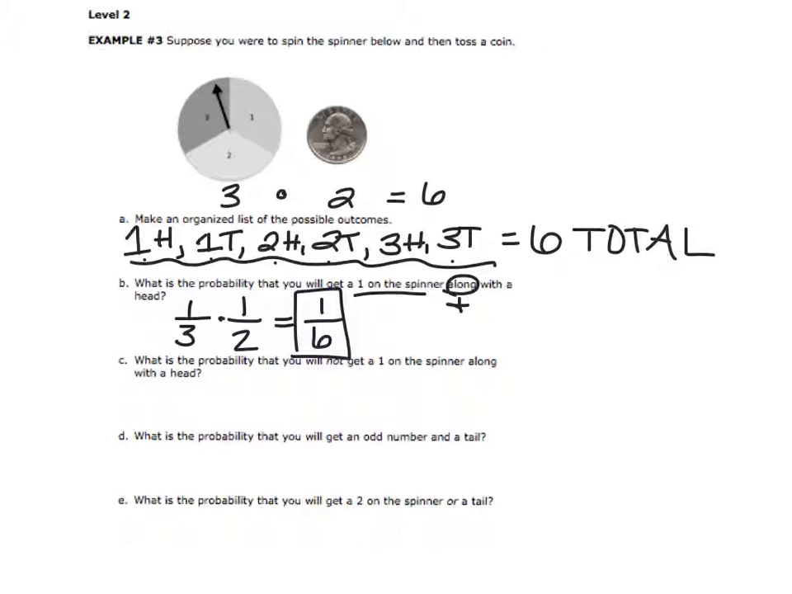What is the probability that you will not get a 1 on the spinner along, again, that's a fancy word for and, with a head? So not get a 1, that means I can get a 2 or a 3. So that's 2 out of 3 on the spinner that I want to have happen, along with a head. A head happens 1 out of 2 times. So you're going to multiply those together. So 2 out of 6, which gives you 1 out of 3 when you reduce it.